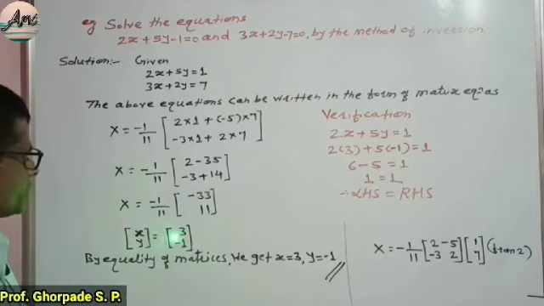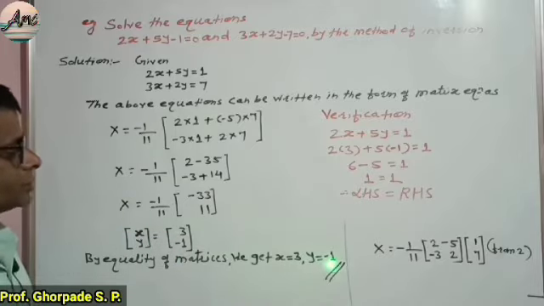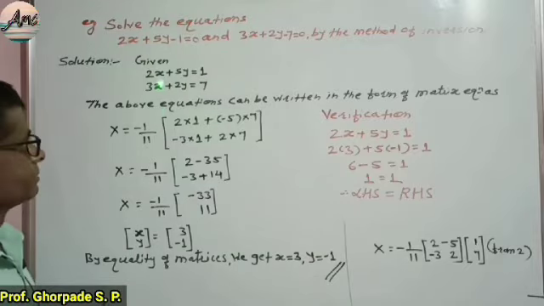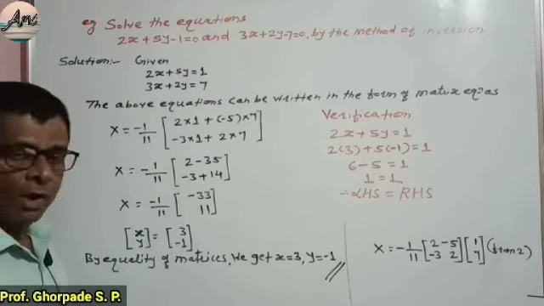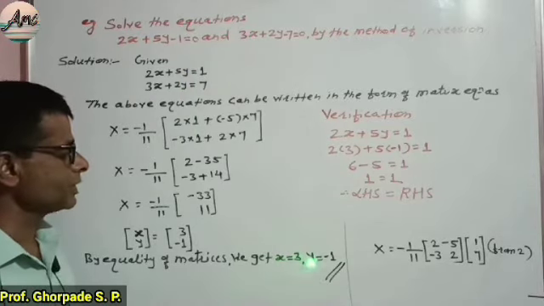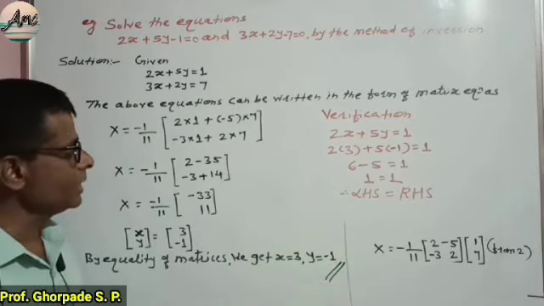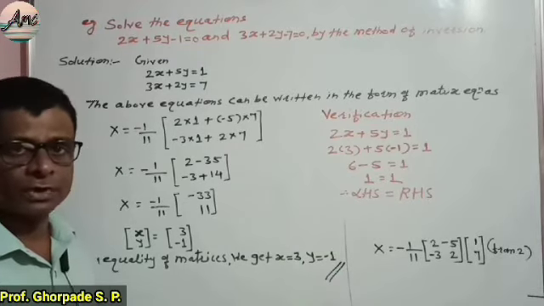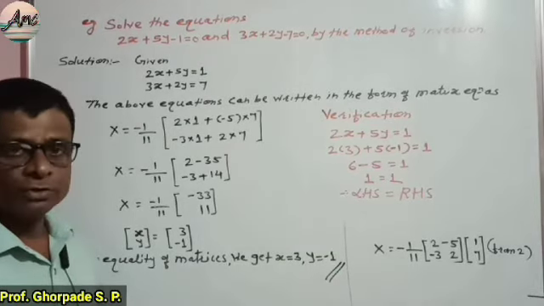X equal to 3 and Y equal to minus 1. So this is the solution of the given system of linear equations in terms of the two variables. Now whatever values we got, X equal to 3 and Y equal to minus 1, whether those values are correct or wrong, to know this, we can do the verification.